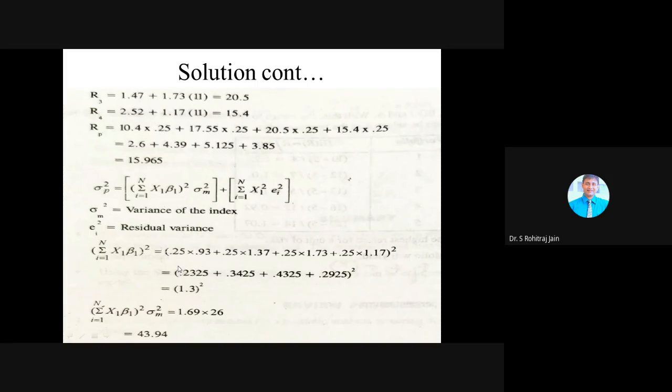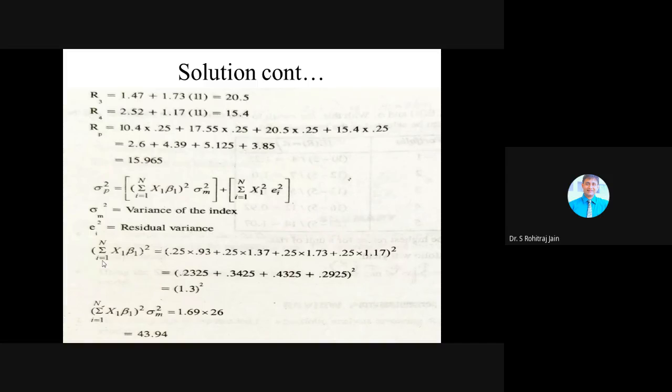We will calculate very fast. 0.25 multiplied by 0.93 is equal to 0.2325. 0.25 multiplied by 1.37 is equal to 0.3425. 0.25 multiplied by 1.73 is equal to 0.4325. 0.25 multiplied by 1.17 is equal to 0.29. Whole square of that is how much?